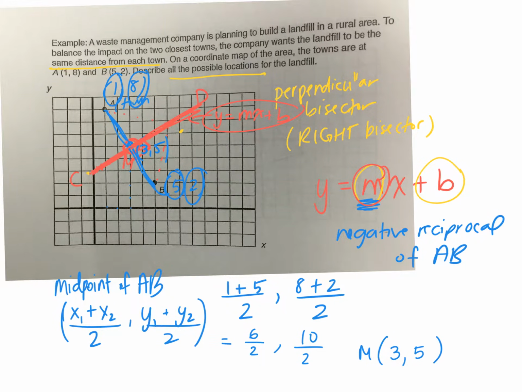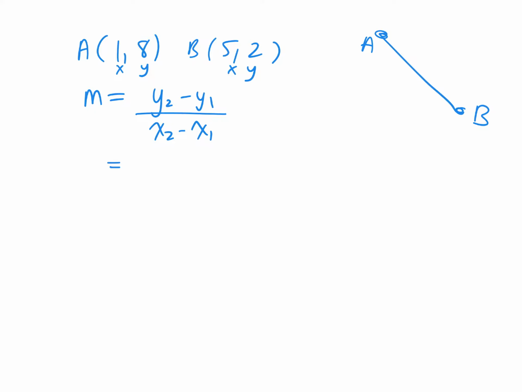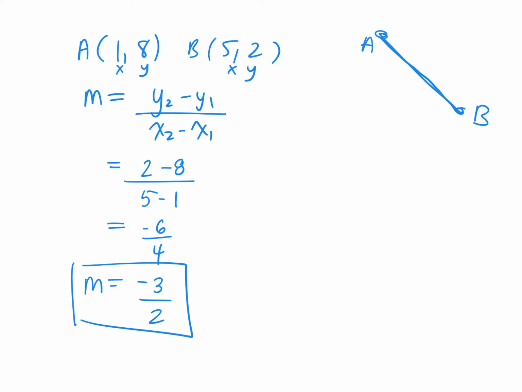So everyone find the slope of AB. We're finding the slope, use the slope formula, y2 minus y1 over x2 minus x1. This is x and y, this is x and y. Plug it in and find the slope of AB. So 2 minus 8, I should have done the other way, that's fine, over 5 minus 1 equals, so the slope is negative 6 over 4. We're going to write that in lowest terms as negative 3 over 2. So that was the slope of line AB.